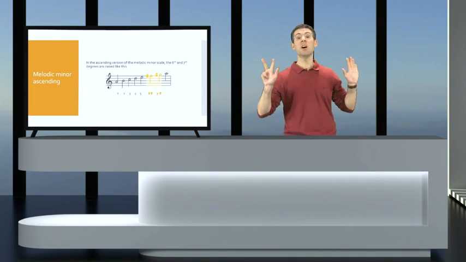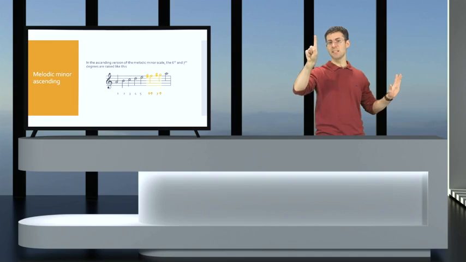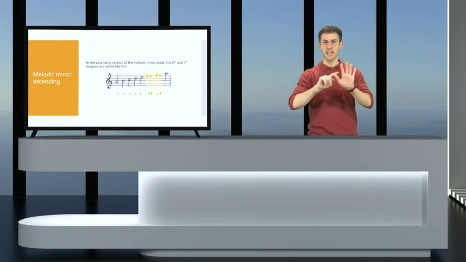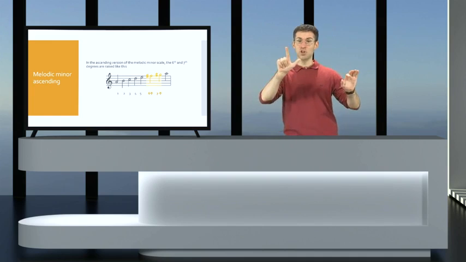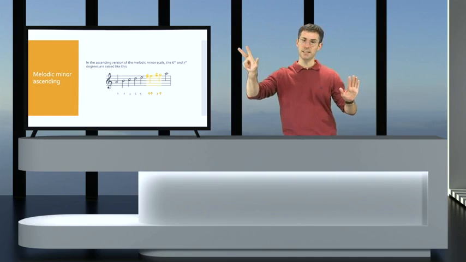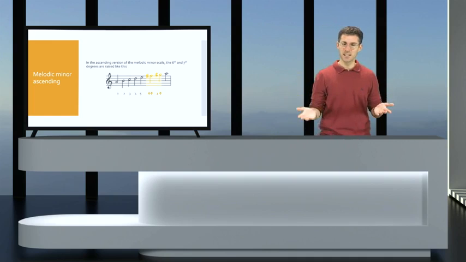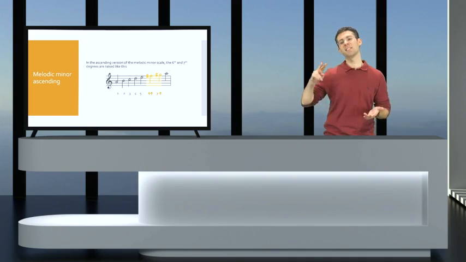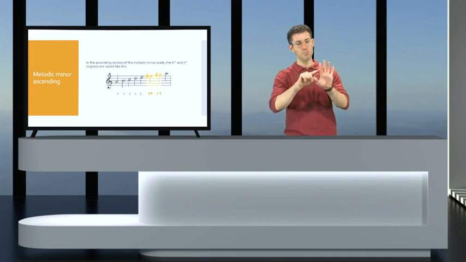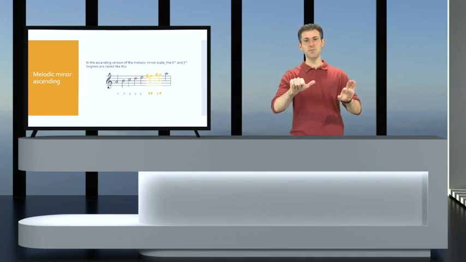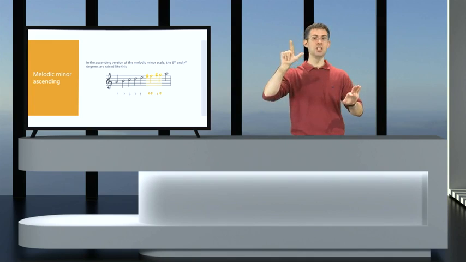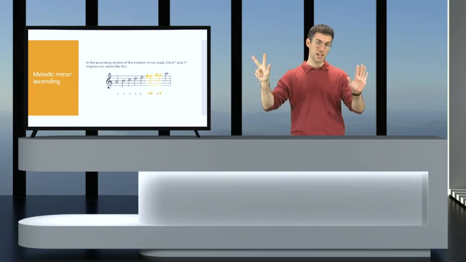If we were working with the harmonic minor, we would have raised the 7th note: A, B, C, D, E, F, G sharp, A. Now when we are working with the ascending melodic minor, we have to raise the 6th and the 7th: A, B, C, D, E, F sharp, G sharp, A.